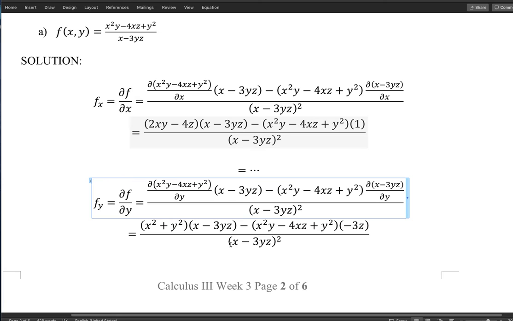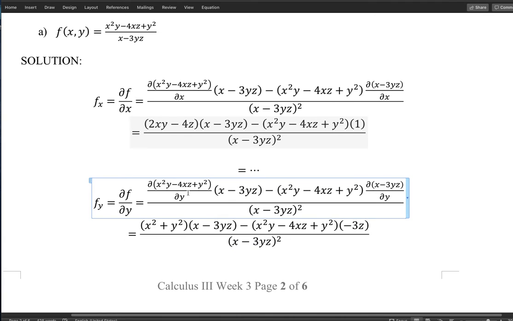It is about the same fashion. df dy, I mean the quotient rule. And then for the inner part, we are going to take the partial derivative with respect to y, and with respect to y again. And then I believe I should be all right.